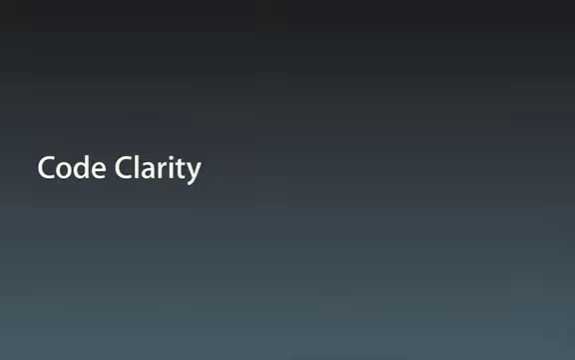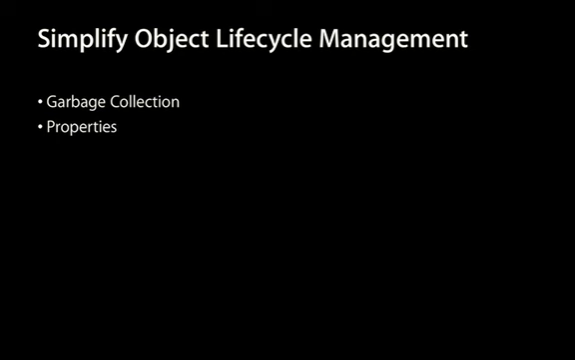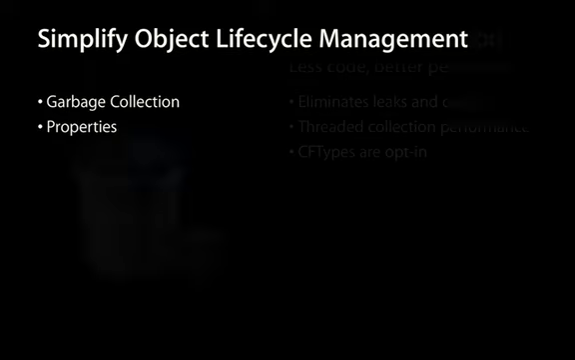I'm going to start today by telling you about some code clarifying technologies. These are technologies that you can use to help your application focus on what it does best. You can eliminate the code that's common to all sorts of applications and really just focus on the features that you deliver to your users. First, I'd like to talk about garbage collection and Objective-C properties. These are two technologies that you can use to help manage object lifecycles in your application.